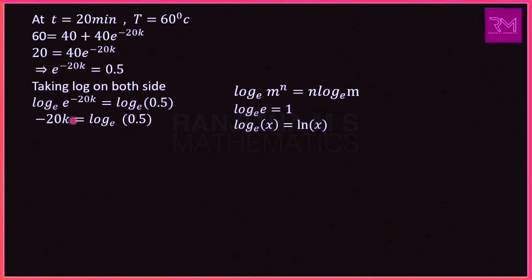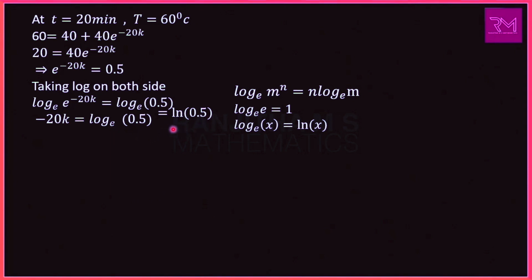So substituting that value we get minus 20k on the left hand side, which is equal to log of 0.5 to the base e. We know that log of x to the base e we can write as ln of x. Log is different, ln is different. Here this is of the form log of x to the base e, where x is 0.5. Hence we can substitute ln of 0.5. Log of 0.5 to the base e is ln of 0.5.